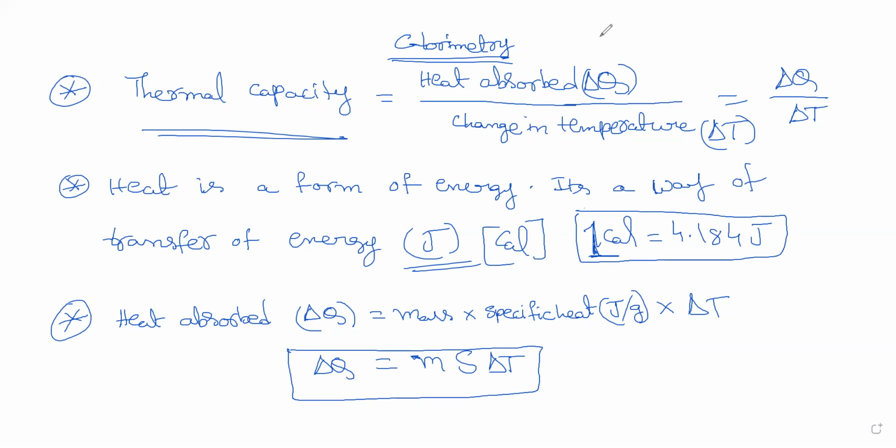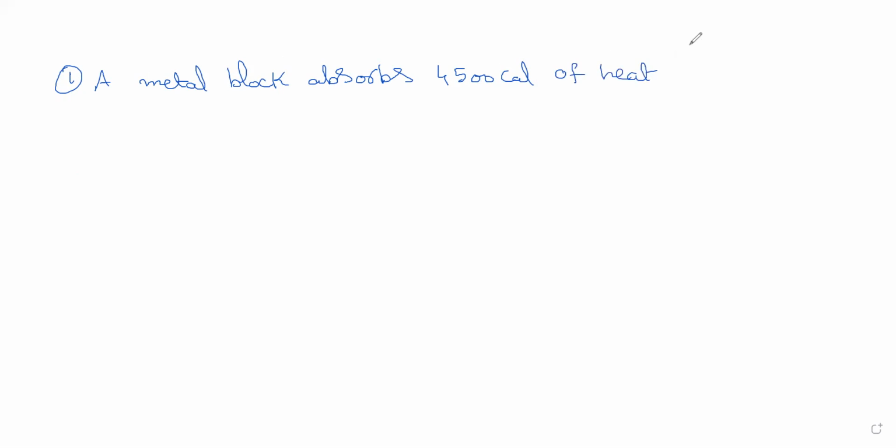Noted, sir. Okay, good. Now we will solve some more problems based on this concept. A metal block absorbs 4,500 calories of heat when heated from 1 to 2 degrees.